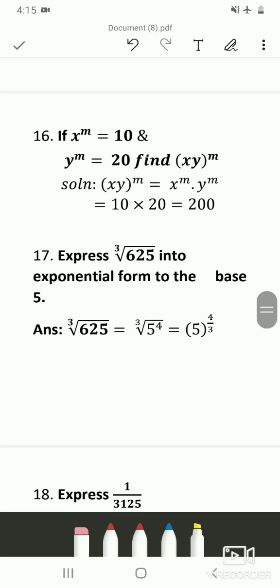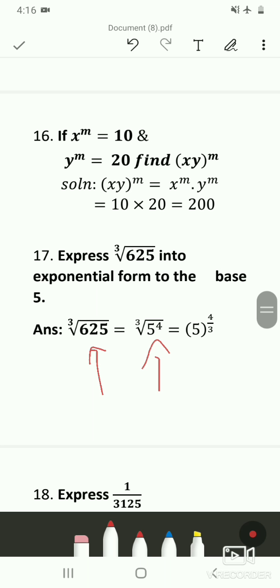The next question is, express cube root of 625 into the exponential form of the base 5. Even this is an easy problem. We know that 625 is nothing but 5 raised to 4. How? I hope you guys know 5 square is nothing but 25, 5 cube is 125, 125 into 5 is nothing but 625. So 5 raised to 4 is 625. We have just denoted 625 as 5 raised to 4.